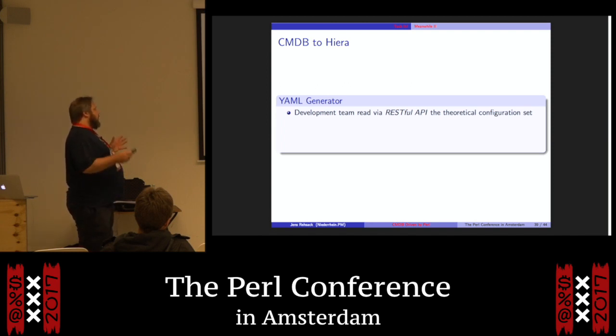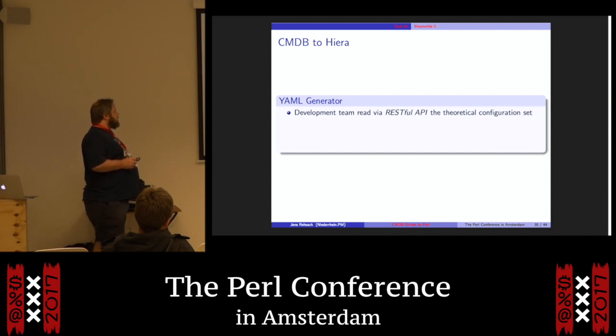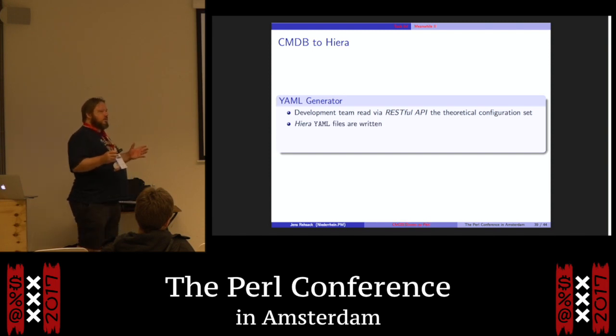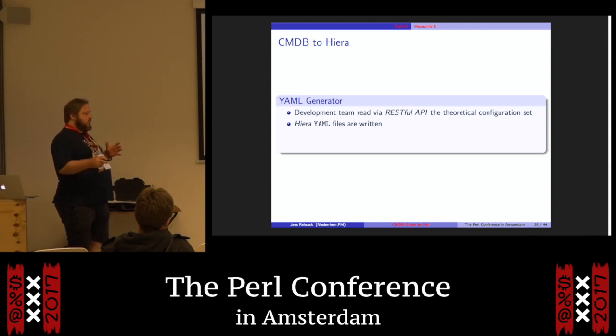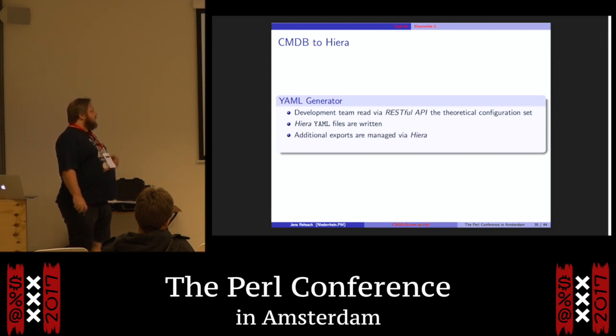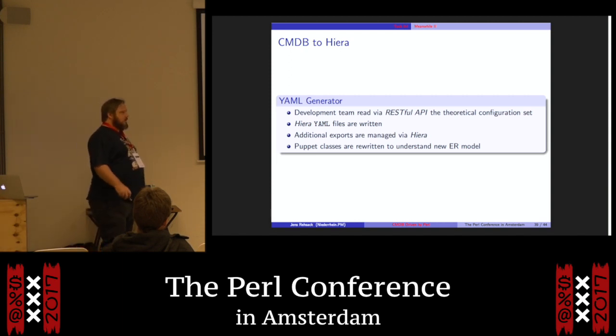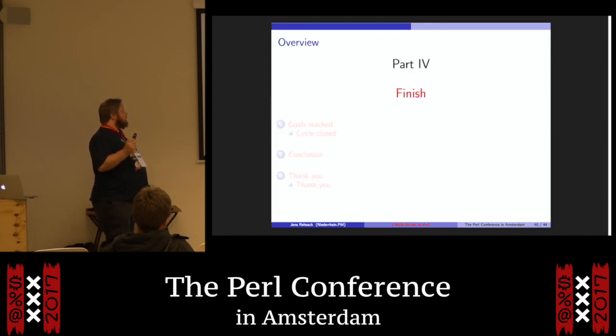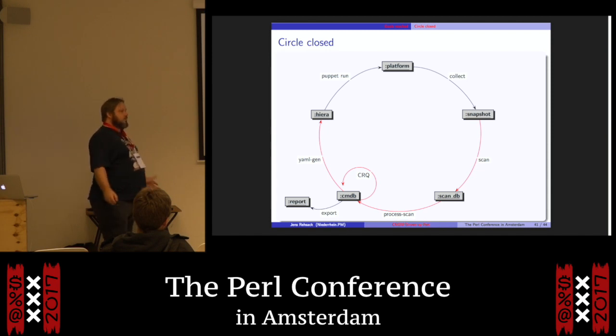With that CMDB, we are able to write a YAML generator. It reads the RESTful API, creates the YAML files in the way Puppet needed for the different services we provide, creates XML snippets, templates, and so on, and rewrites, I would say, 80% of the Puppet code to understand how the stuff belongs together. And then we had a closed circle.